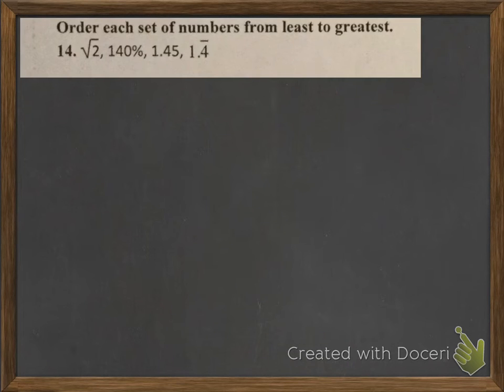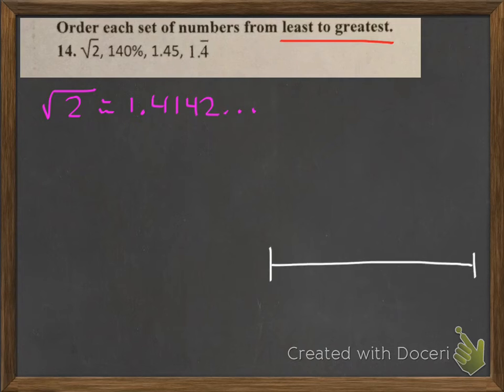Now we need to order each set of numbers from least to greatest. So the first thing that you need to do is get all of the values into decimals. So actually the very first thing was to make sure that you notate that it was least to greatest. So on here it is least to greatest. I've already started by doing the square root of 2, which is about 1.4142 dot, dot, dot. So I always do the dot, dot, dot. That becomes important, and you'll see in this problem why.